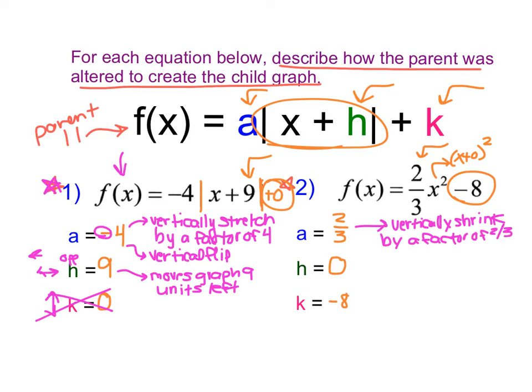Then, because h is equal to 0 here, that means that h has no horizontal shifting change. So h has no impact on our graph if it's 0. And then a k value that is negative, remember that k is our vertical shift, so up and down, and it works as expected. So this graph is going to essentially move 8 units down. So in order to create this particular child graph, we would vertically shrink the parent graph and then move that parent graph 8 units down.